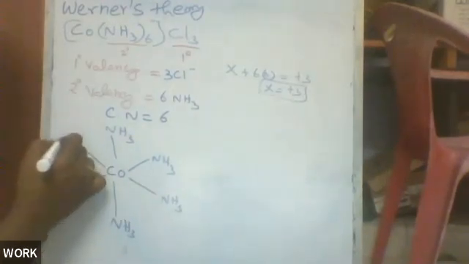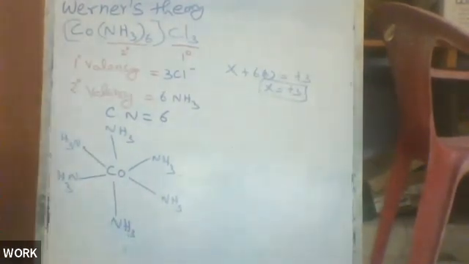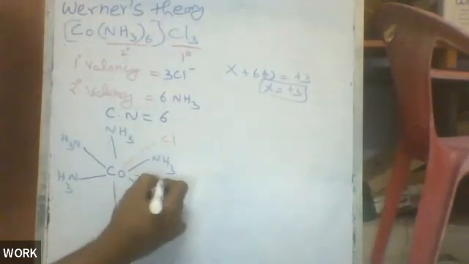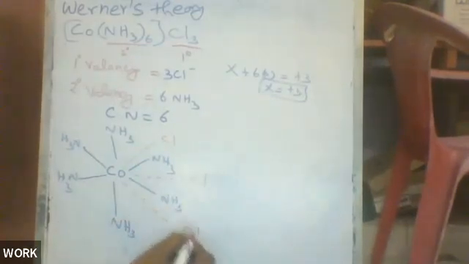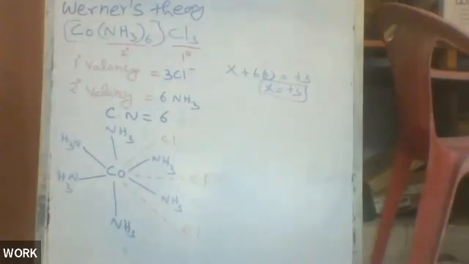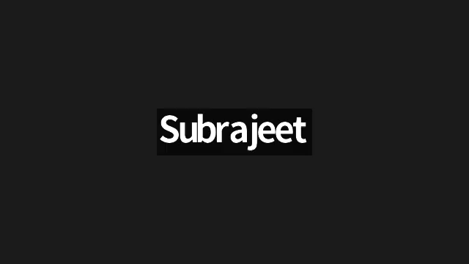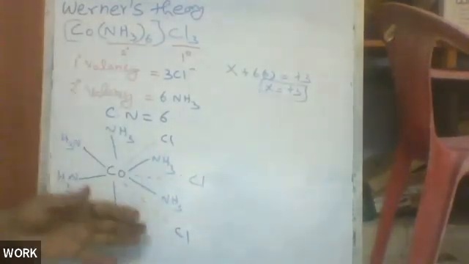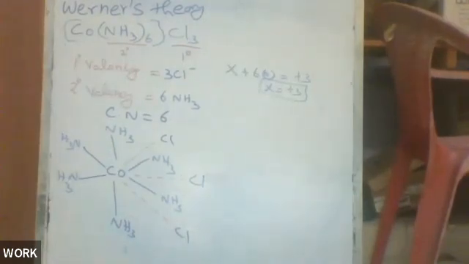Shapes will be studied in valence bond theory. The 3 chlorides, Cl, Cl, Cl. Why did I put the dotted line for the Cl? Because they are ionic, non-directional. It may be present on this axis or that axis, that doesn't matter. That's why we are putting it like this. So this is how you can give the structure of coordination compounds.